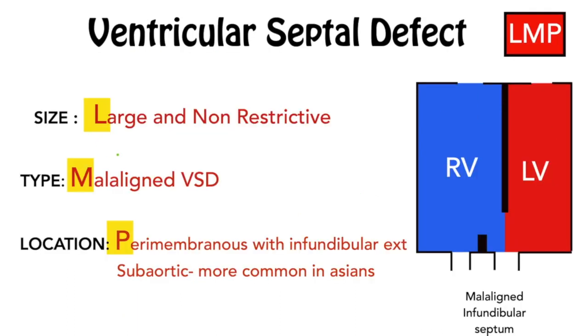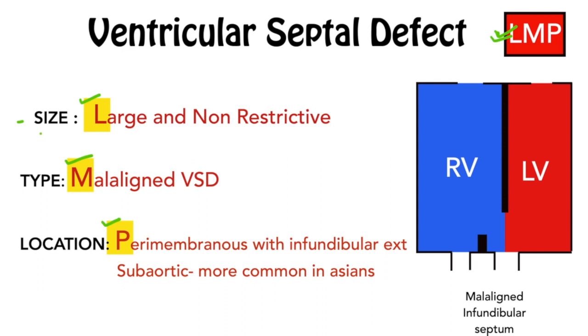Characteristics of the VSD in tetralogy can be remembered by the mnemonic LMP. L for large, M for malaligned, and P for perimembranous. So let's see the components individually.